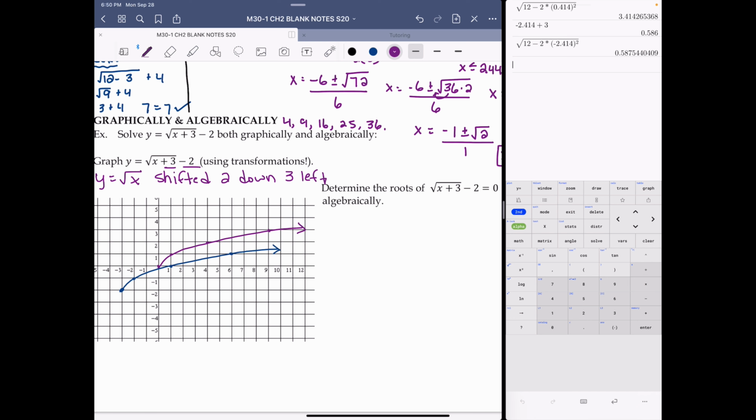So this purple one is y equals square root of x, and the blue one is y equals square root of x plus 3 minus 2. So we can see that our x-intercept is here at x equals 1. So that would be our solution, x equals 1.